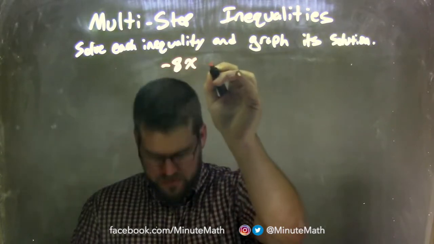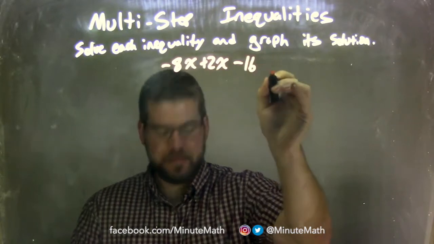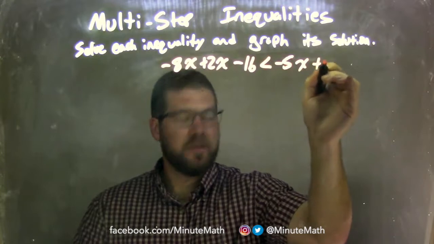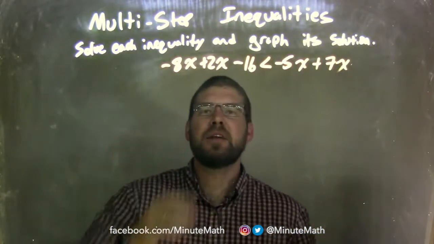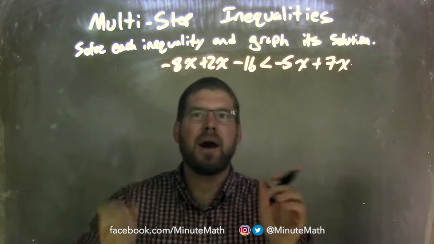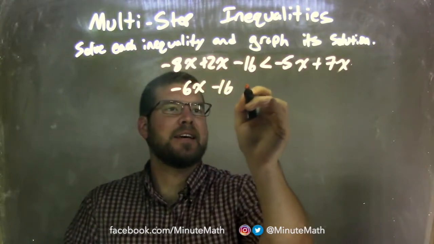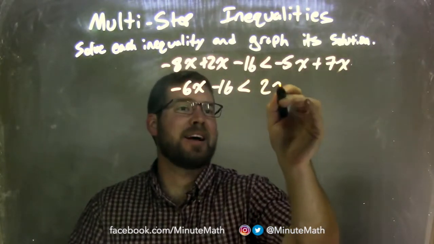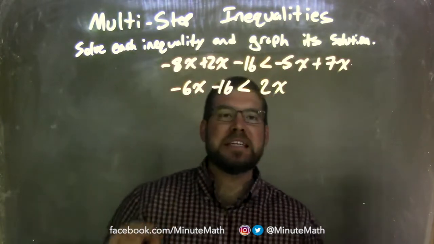Negative 8x plus 2x minus 16 is less than negative 5x plus 7x. Okay? Kind of wrote it all to the right. So now we're going to combine our like terms on each side. I see there's x's on both sides, so I'm just going to combine them. Negative 8x plus 2x is negative 6x minus 16, is less than negative 5x plus 7x, or 2x. Okay? So now, in one quick little step, by combining them, I have a much easier problem.